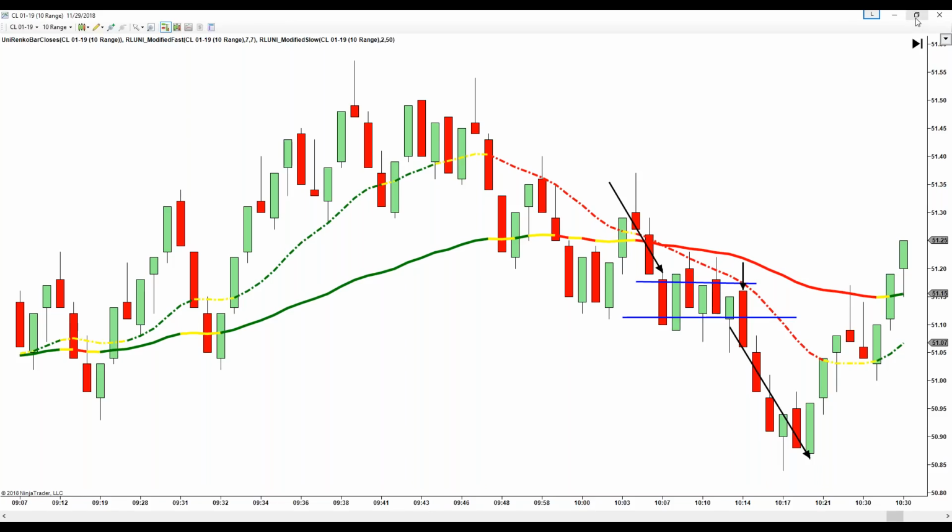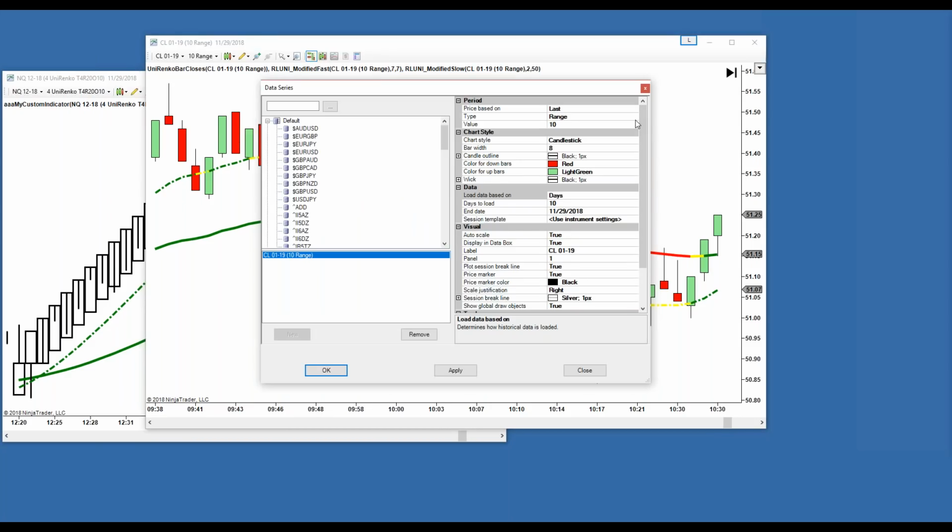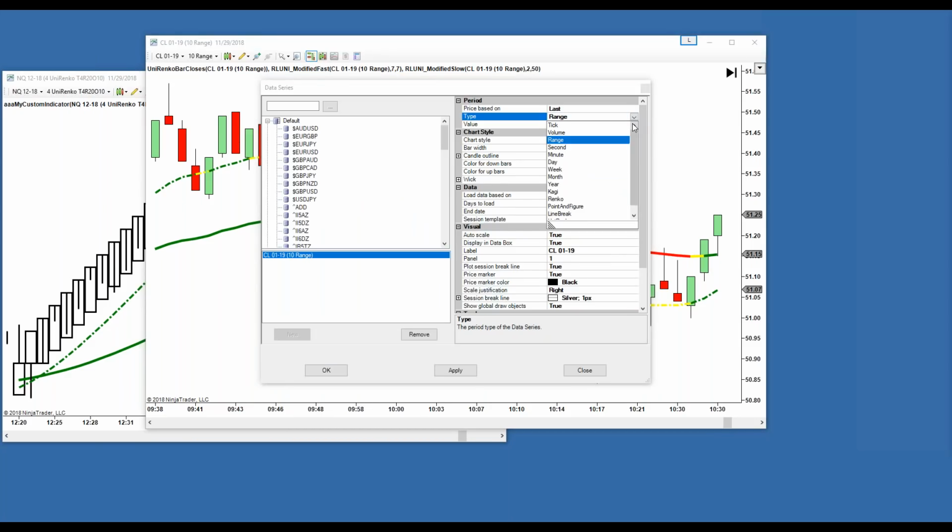But I think what gives you the real edge in trading, and now I just want to quickly look at Renko, and warn you about Renko.